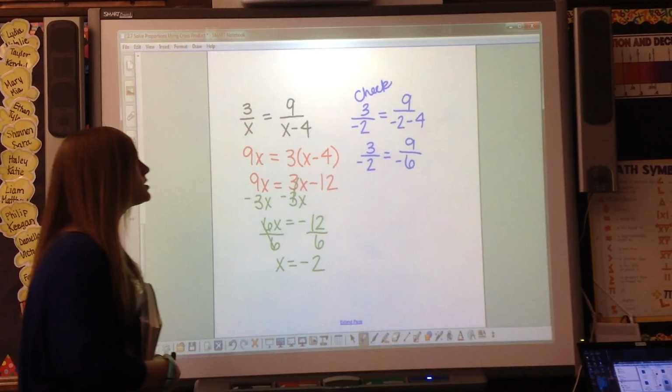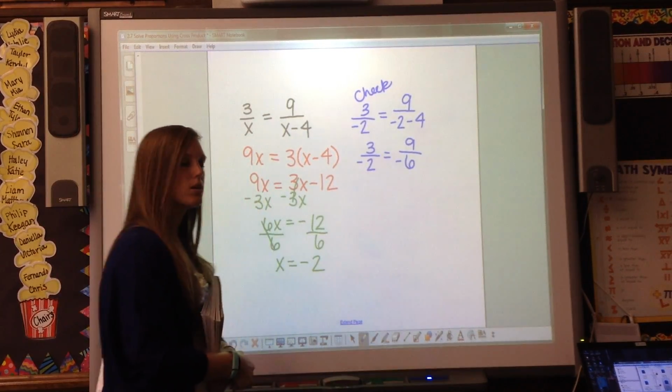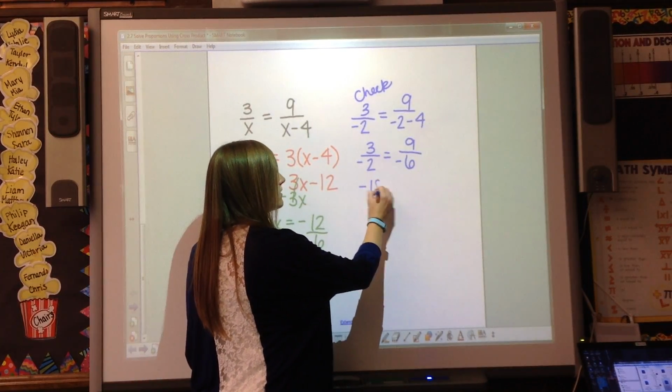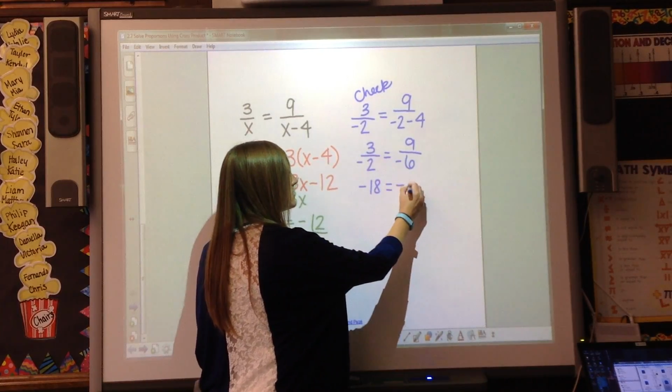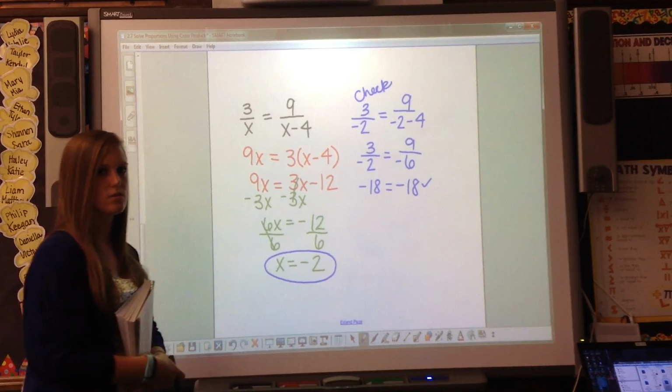Here you have two options. You can reduce them out to see if this has the same fraction as this, or you can cross multiply. I'm going to cross multiply. 9 times negative 2 is negative 18. 9 times a negative 6 is also a negative 18. Because both sides are equal, I know that this answer is correct.